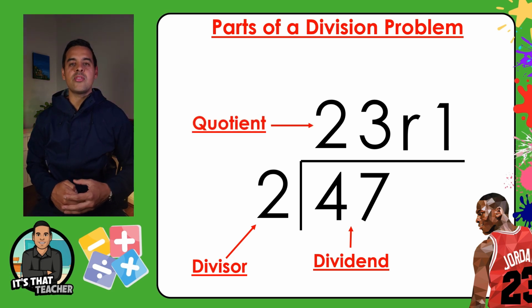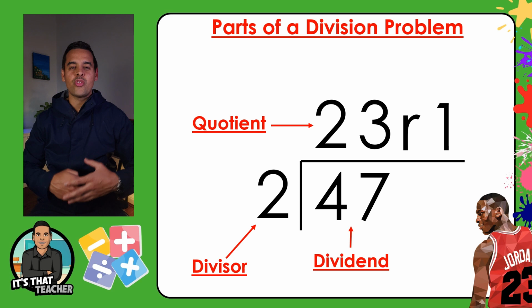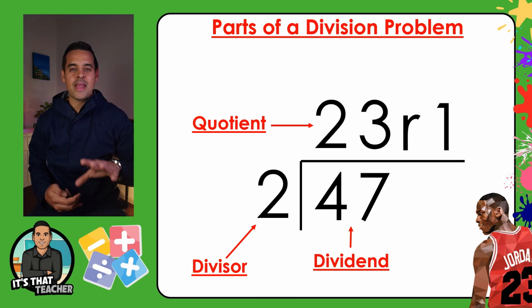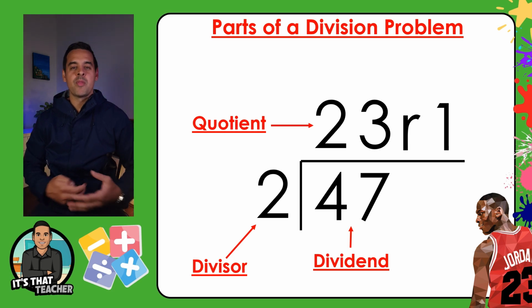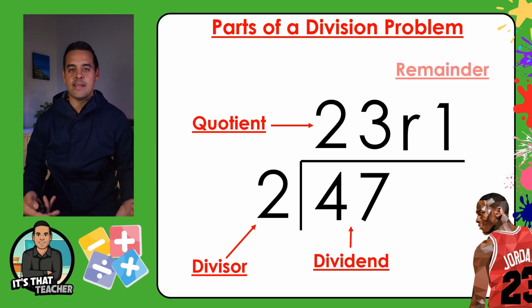Now, the 23 remainder 1, that is called the quotient. The quotient is a fancy mathematical term for the answer. The result of dividing two numbers is the quotient or the answer.